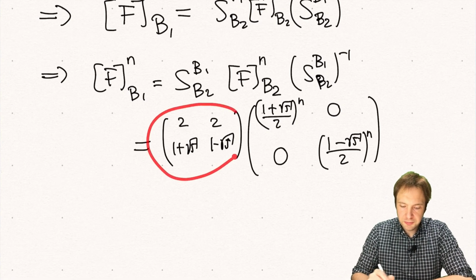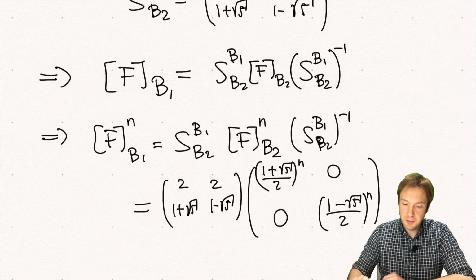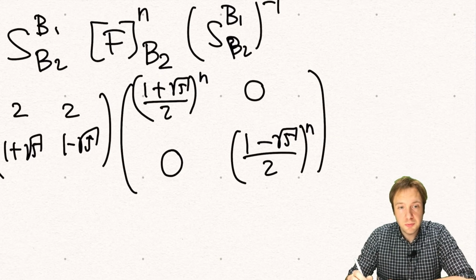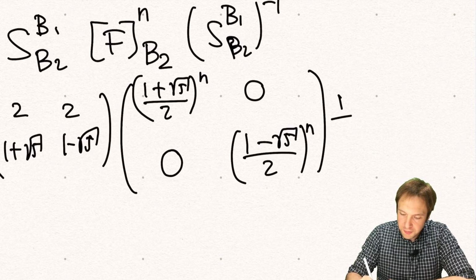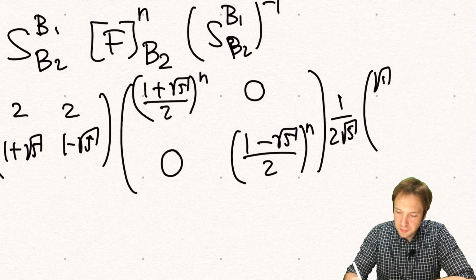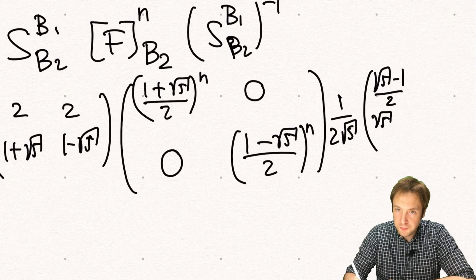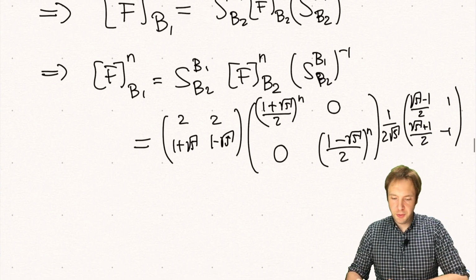And then you can also, well, this needs some work, but you can calculate the inverse of this matrix here. And you can check that this is just given by, this is 1 over 2 times square root of 5, times the matrix with entries (square root of 5 minus 1) over 2, (square root of 5 plus 1) over 2, 1, minus 1. So we have this.